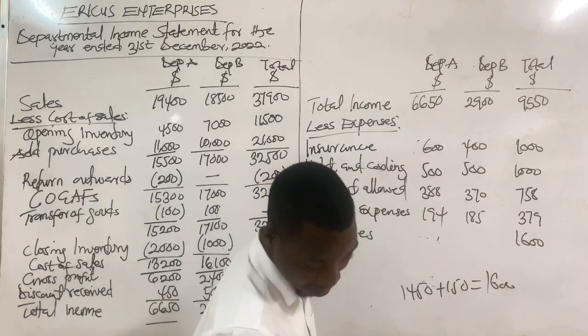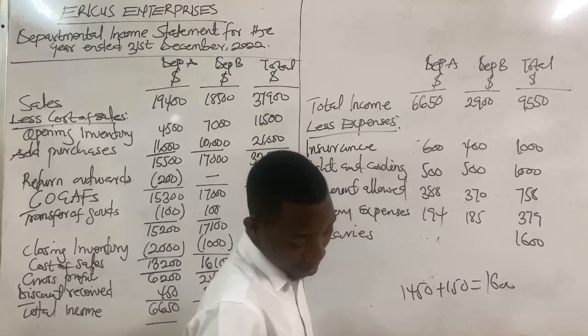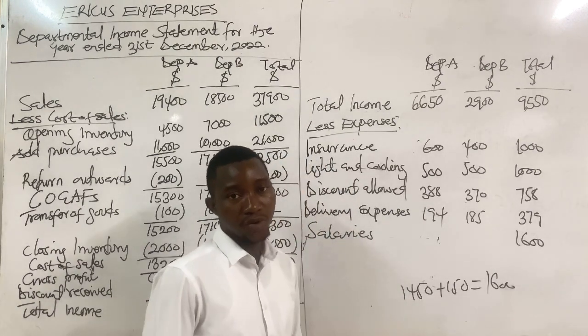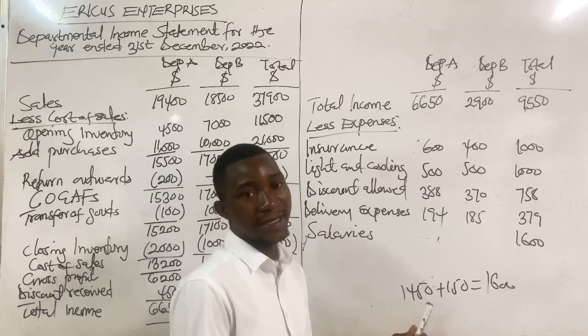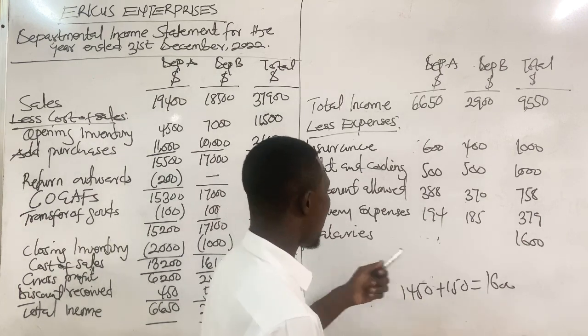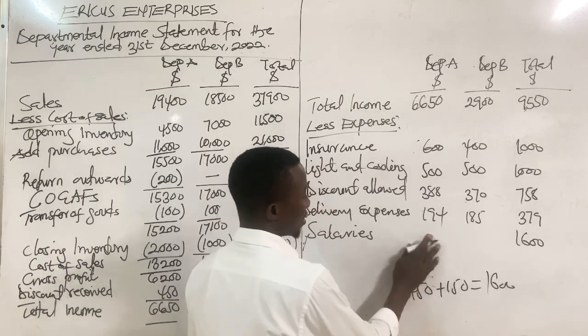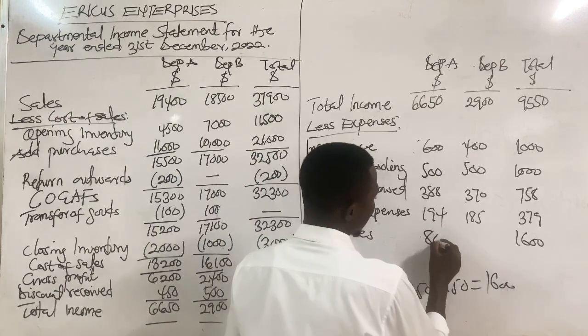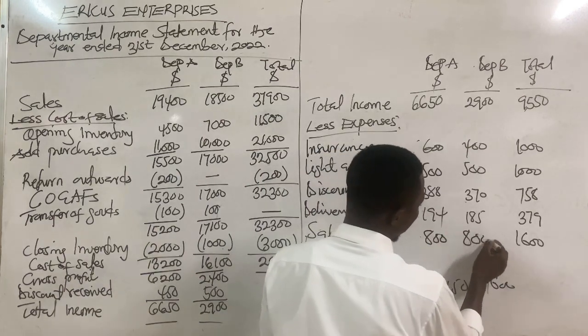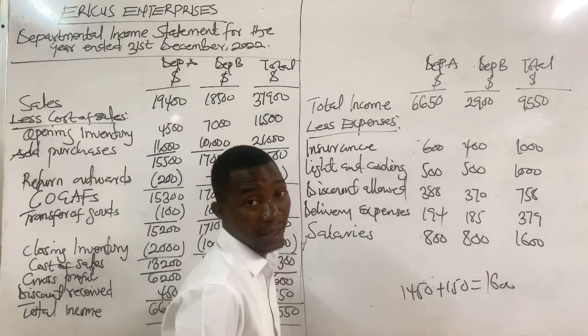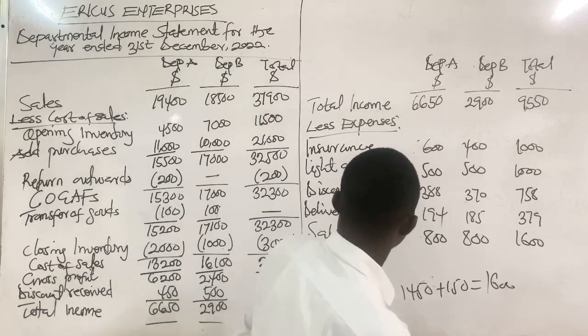And it does not have any suitable base of apportionment. So they said all other expenses are shared equally. So we share the 1,600 equally. So each department will get $800. Is this clear? Good.